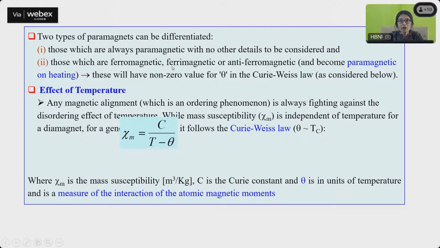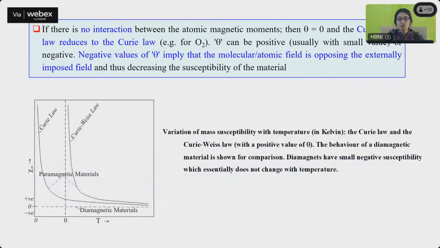These ferromagnetic, ferrimagnetic and antiferromagnetic materials will have a non-zero theta value, which is basically how the Curie-Weiss law was devised. You had Curie's law, which gives chi equal to C by T, whereas the Curie-Weiss law is a modification to factor in the ferromagnetism, ferrimagnetism and antiferromagnetism in these types of materials. That non-zero theta value is what all these materials are going to have.